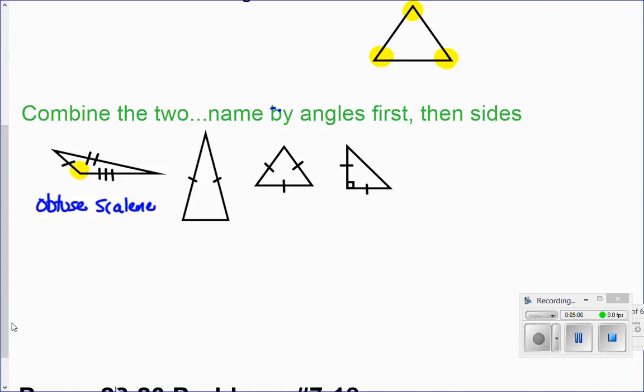Next one. I'm going with the angles first, so I can see all three of these angles have measures that are less than 90 degrees. So that means acute. And two of those sides are marked congruent, so that means isosceles. So this is an acute isosceles triangle. The next triangle, I can see that all three angle measures are less than 90 degrees, therefore acute. And all three sides are marked as congruent, which means equilateral.